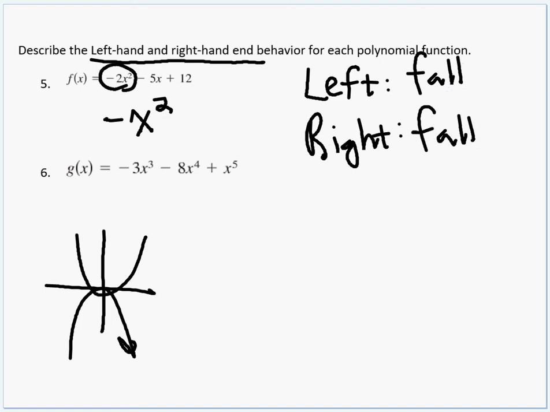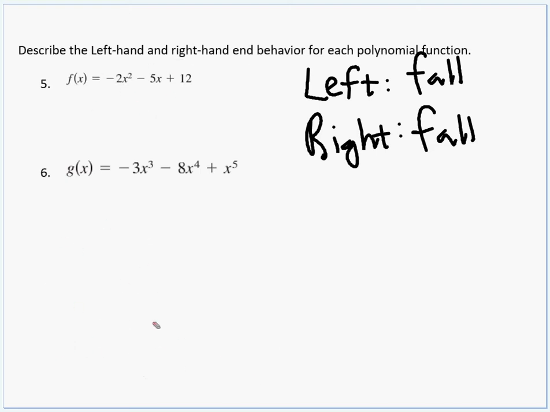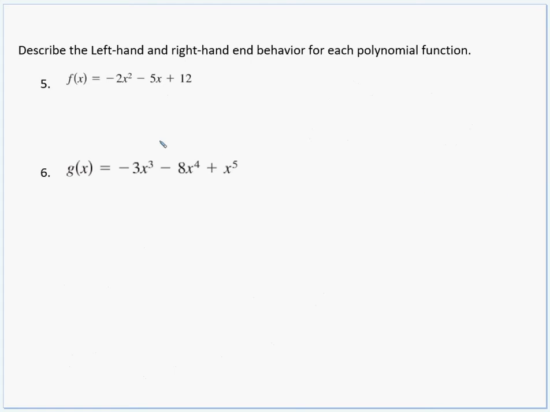Now, careful on 6, they tried to trick us. X cubed, x to the 4th, here's the real leading term. X to the 5th is the most powerful. It's going to drive the behavior of this function, especially the end behavior. It is an odd exponent and it's a positive.